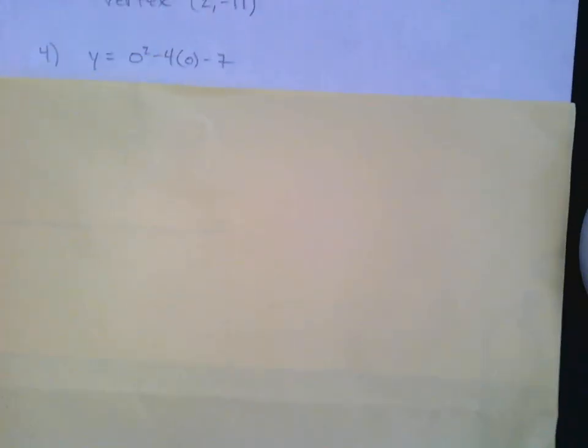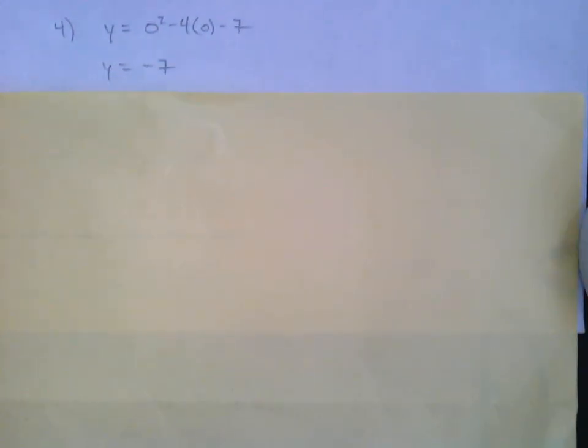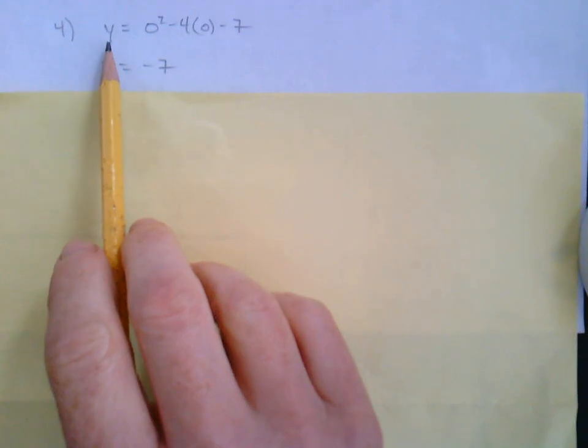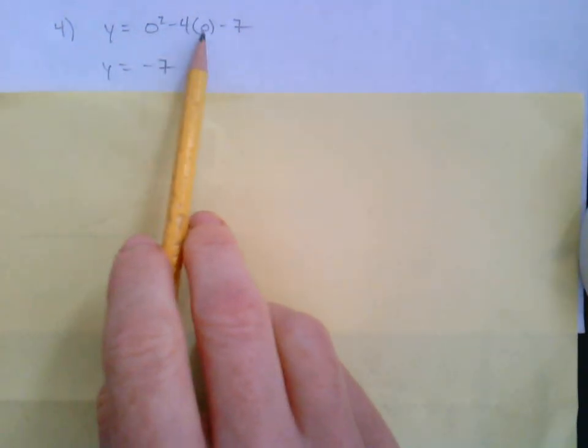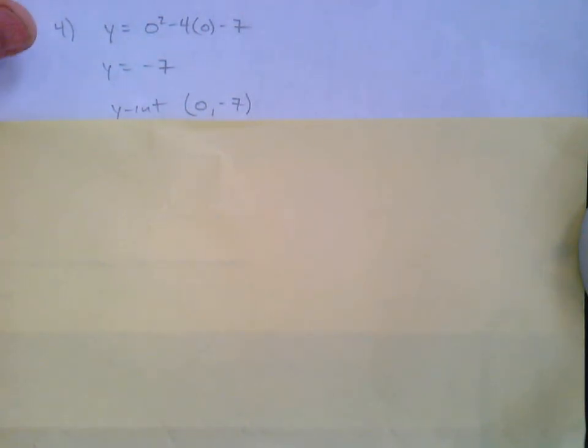Okay, still going. Property number 4, find the y-intercept. We'll think of it as y equals, plug in 0 for x. We got negative 7. So the y-intercept is (0, negative 7). And to find the x-intercepts, something a little different happened here. So I'm glad we are doing this problem.